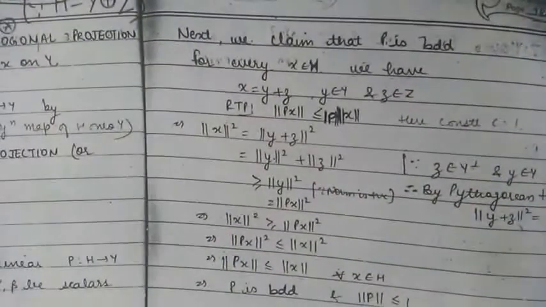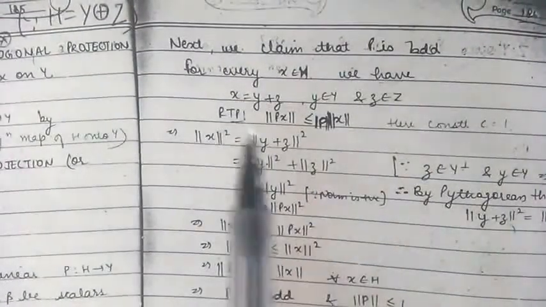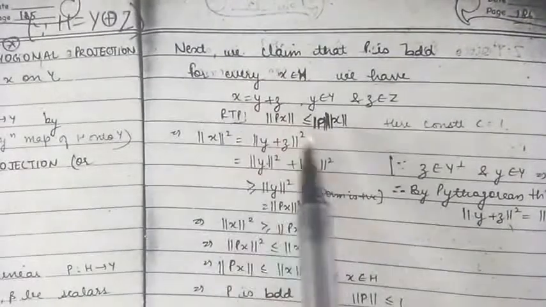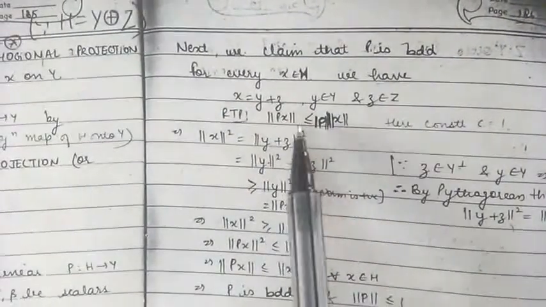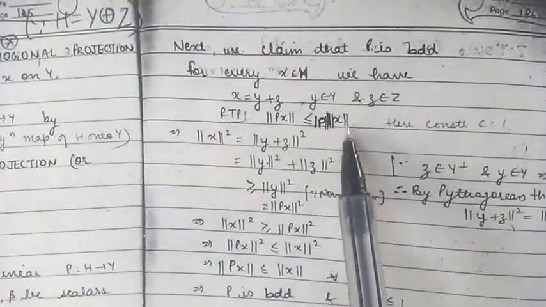Now it remains to prove that P is a bounded operator. To prove boundedness, we will have to prove that if we take x belonging to H, then the norm of Px is less than or equal to the norm of P into the norm of x.